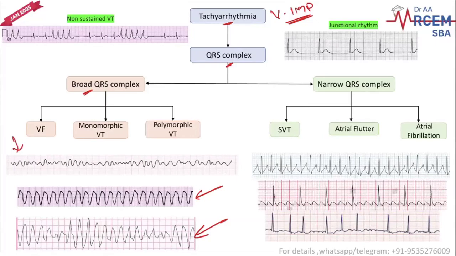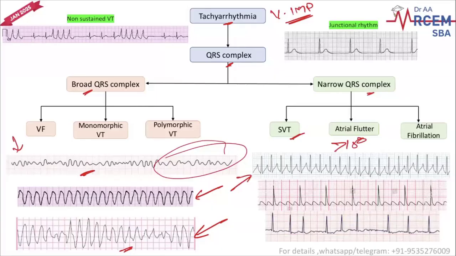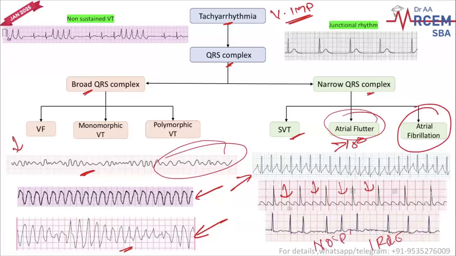Do not confuse ventricular fibrillation with polymorphic VT. In polymorphic VT, the amplitude is quite high, which is not appreciated in ventricular fibrillation. If the QRS complex is narrow, then it can be supraventricular tachycardia, where the heart rate is more than 180. There is no P wave and the rhythm is regular. If it is an atrial flutter, we are basically looking for a sawtooth appearance and the rhythm is regular. In atrial fibrillation, no P wave is seen, but the rhythm is irregular, which you need to remember.